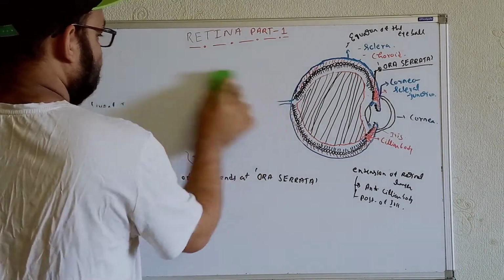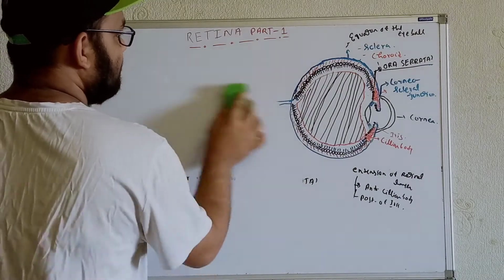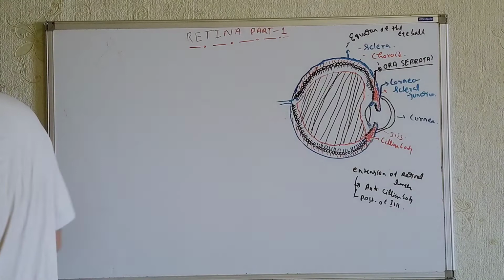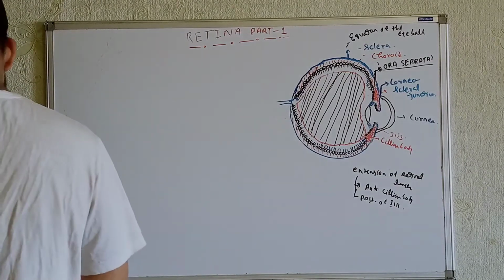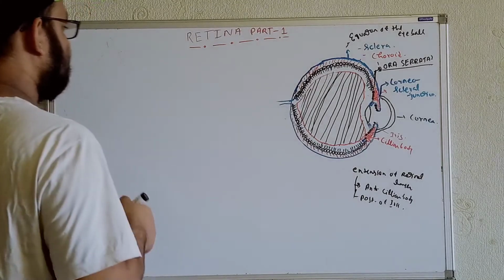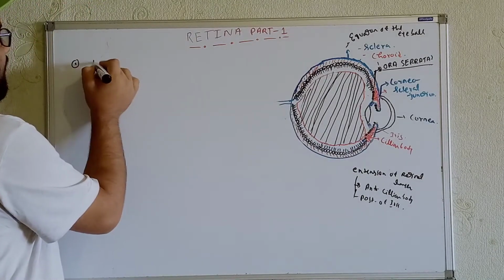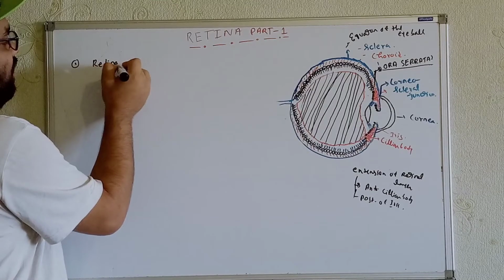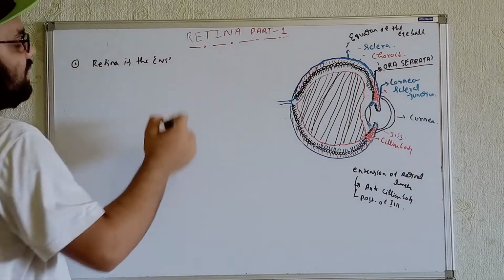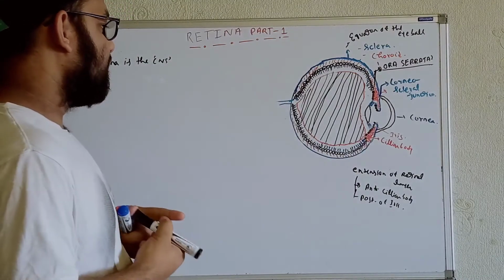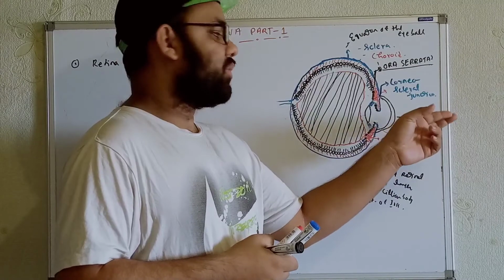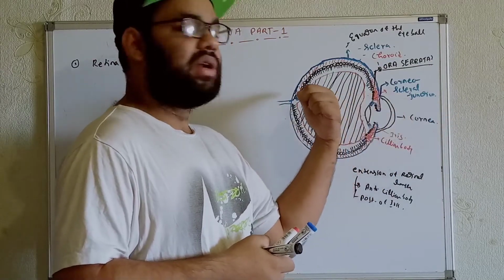So let's talk about these things. If we see the embryological aspects of the retina, how the retina is developed. At first, let's write the statement: retina, the part of central nervous system. That means the retina is the only part of the central nervous system that can be seen through the ophthalmoscope. Through the ophthalmoscope we can see the retinal structures over here. Now, how is it developed?